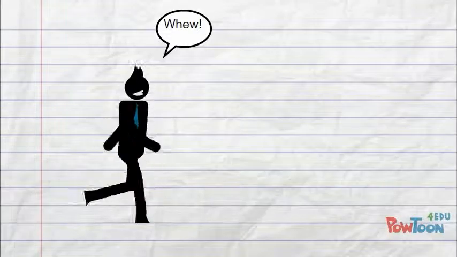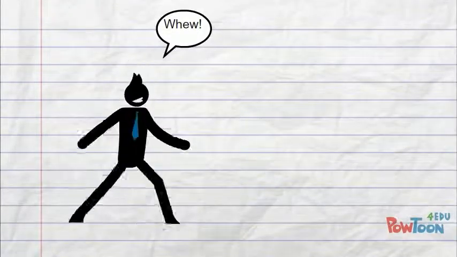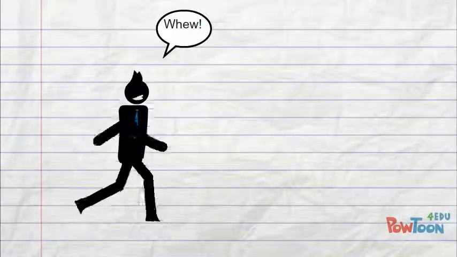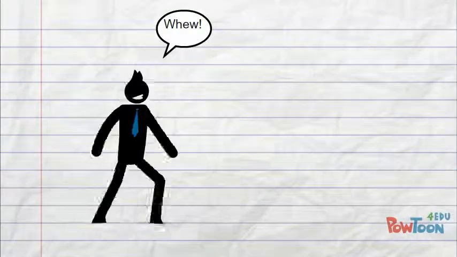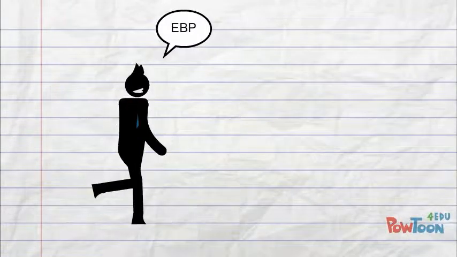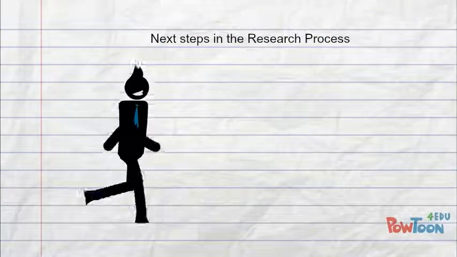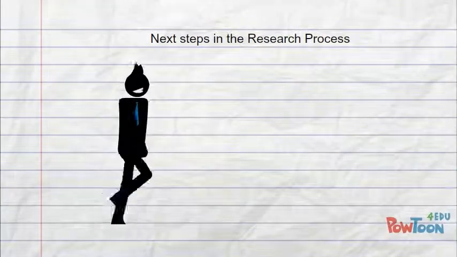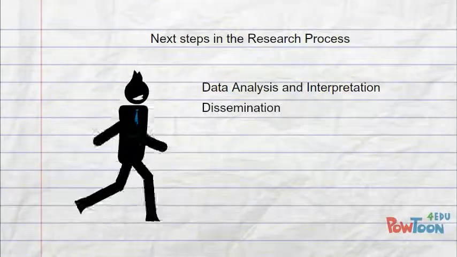Whew. I'm not sure about you, but we've already covered a lot of ground, and you guys are doing an awesome job. Fortunately, we only have a few more steps to get through before we can move on to what BSN graduates are expected to apply, and that is the evidence-based practice piece. Weeks 12 through 16 are dedicated to learning about this process and applying it to your projects. But first, we have a few more steps of the research process to learn about: analyzing and interpreting the data, and then disseminating your findings.